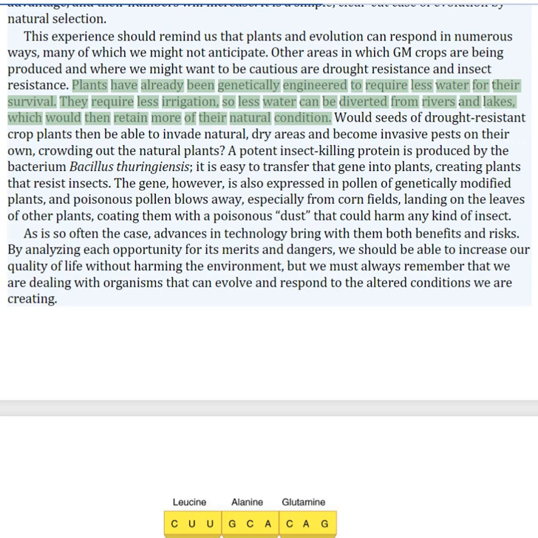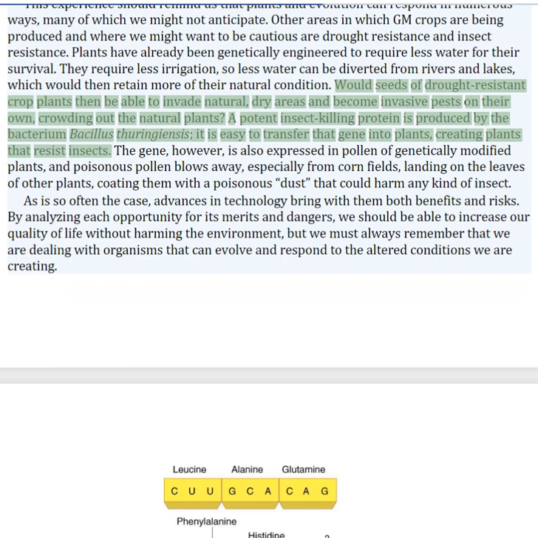They require less irrigation, so less water can be diverted from rivers and lakes, which would then retain more of their natural condition. Would seeds of drought-resistant crop plants then be able to invade natural, dry areas and become invasive pests on their own, crowding out the natural plants?